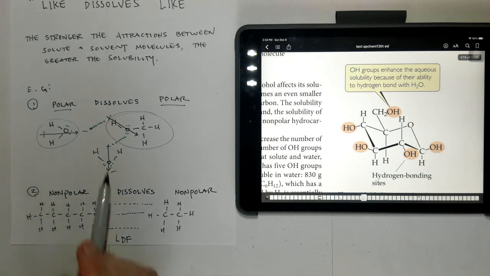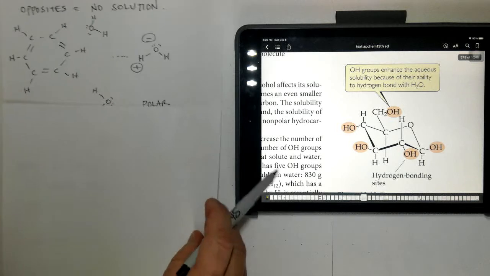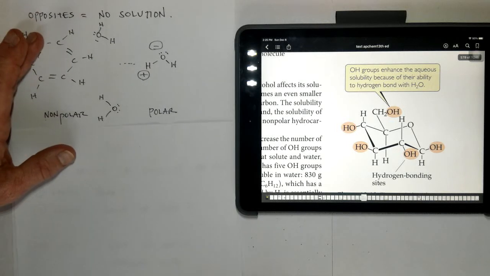So, general rule once again, polar dissolves polar, nonpolar dissolves nonpolar. Opposites do not make a solution.